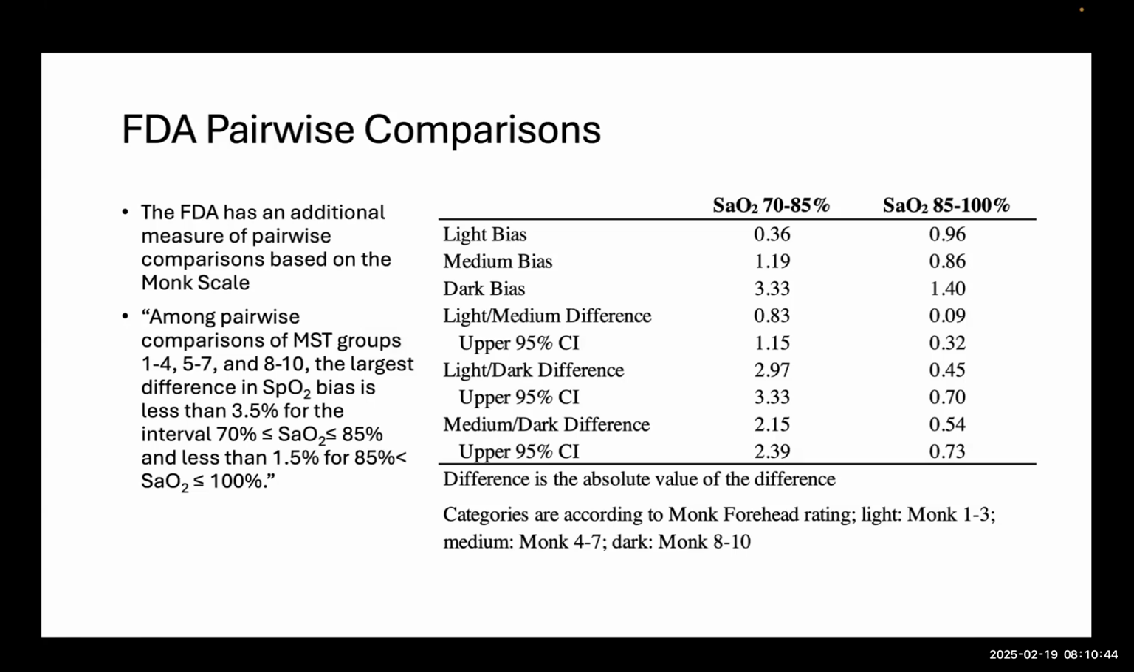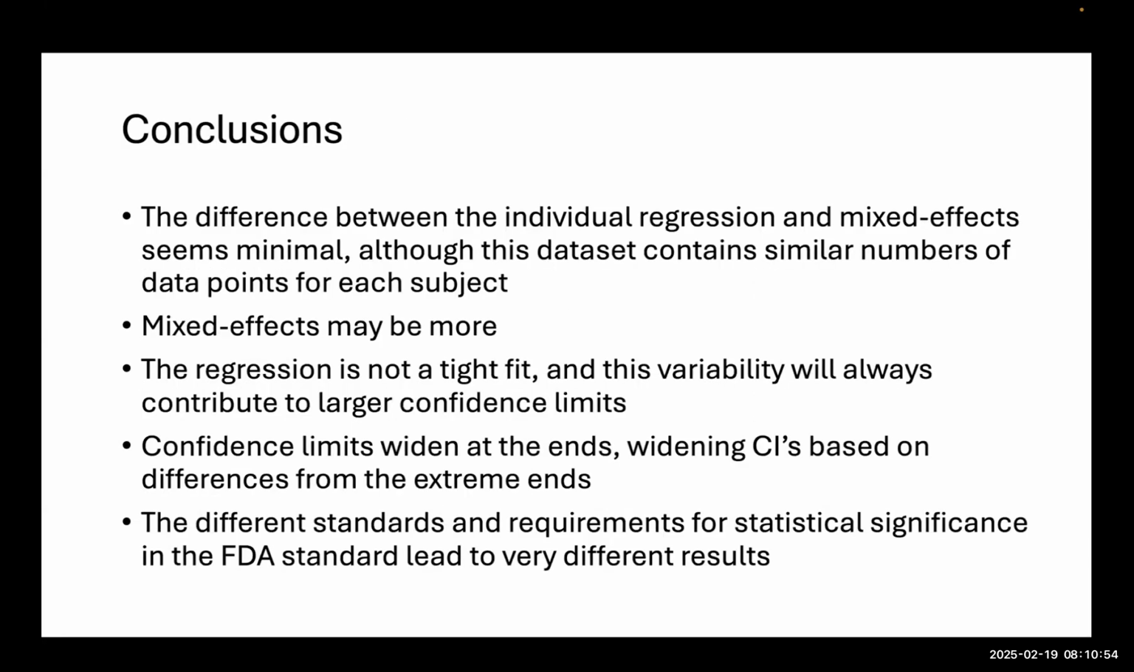This was at the forehead. Again, not a challenging calculation, and seems to be an easier threshold to pass. The important thing to recognize here is while these differences seem pretty minimal, the overall difference in the 95% confidence limits presents a pretty big challenge with the FDA standard.